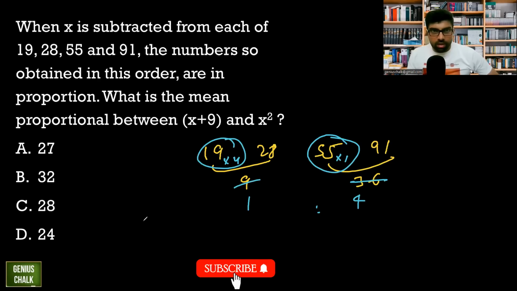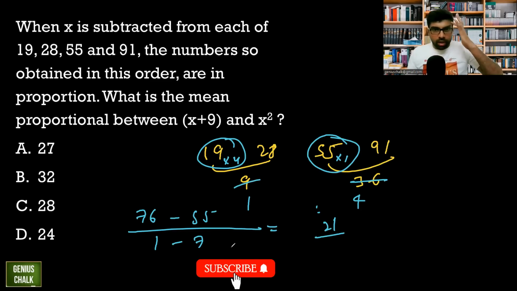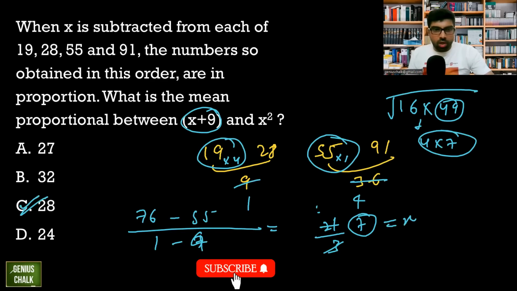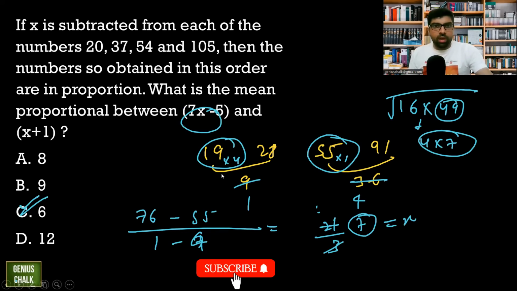So how much is this? 76 and 55. And you can see that 76 is ahead. So it will be plus. So 1 and 7 difference. That is 6. So 76 minus 55, 21. And 1 minus 4, that is 3. So the X value will be 7. Just put the value here. So 7 plus 9, 16. And 7 square is 49. The root of 16 is 4. And root of 49 is 7. So what is my answer? Option C is my answer. 28 is my answer. Next one.